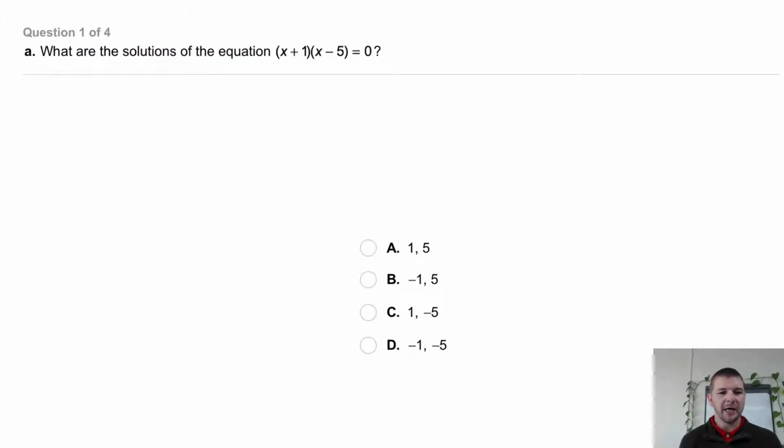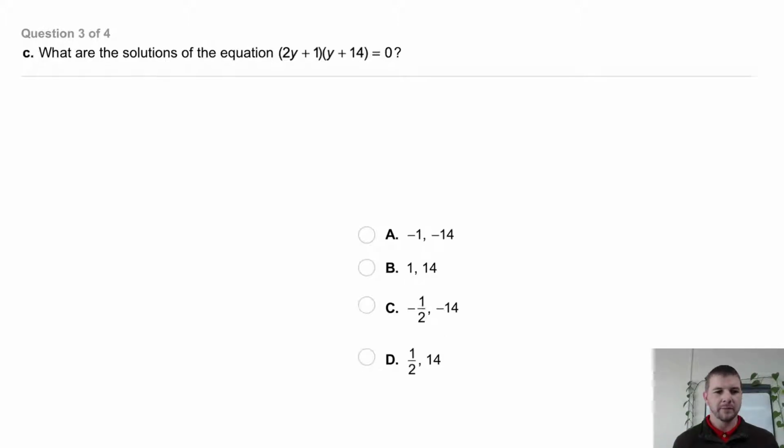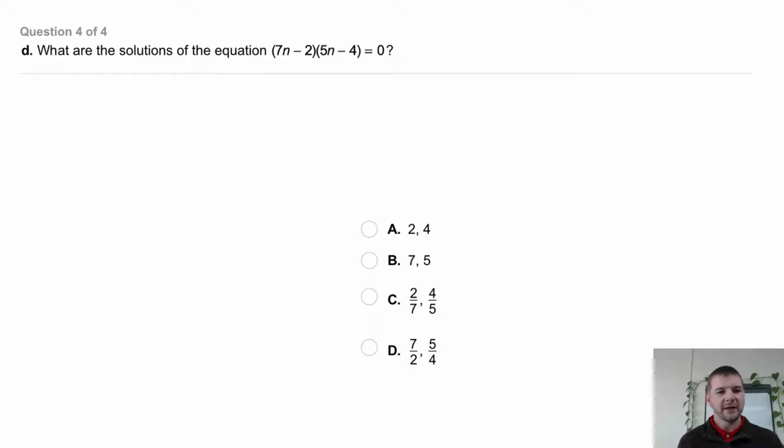Your turn. Part A. What are the solutions of the equation (x plus 1) times (x minus 5) equals 0? Part B. What are the solutions of the equation (2x plus 3) times (x minus 4) equals 0? Part C. How about the equation (2y plus 1) times (y plus 14) equals 0? And finally, part D. What are the solutions of the equation (7n minus 2) times (5n minus 4) equals 0?